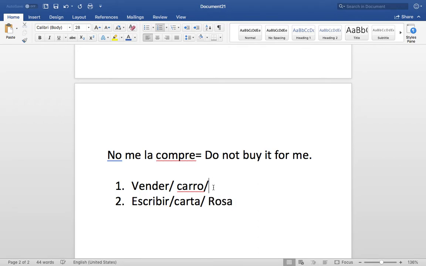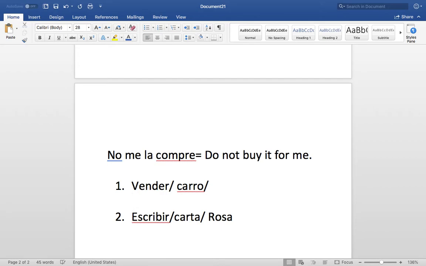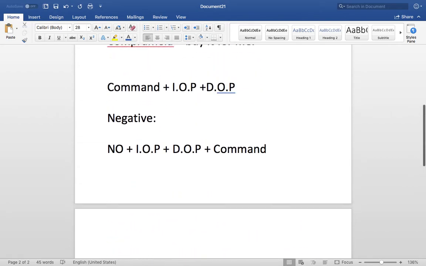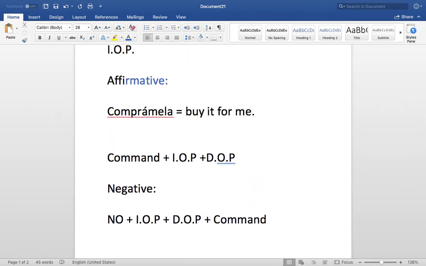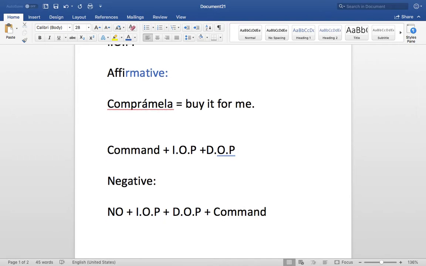Okay, all right, so we're going to do number one. Number one, I want you to do the command, and you have to use direct and indirect object pronouns. Now, we're going to do it affirmative and negative, okay? So we're going to start with affirmative. And remember, you've got to go to the formula, which is command plus indirect plus direct, okay? This one right here, not all the time you're going to have it. But this one, yes, all the time.